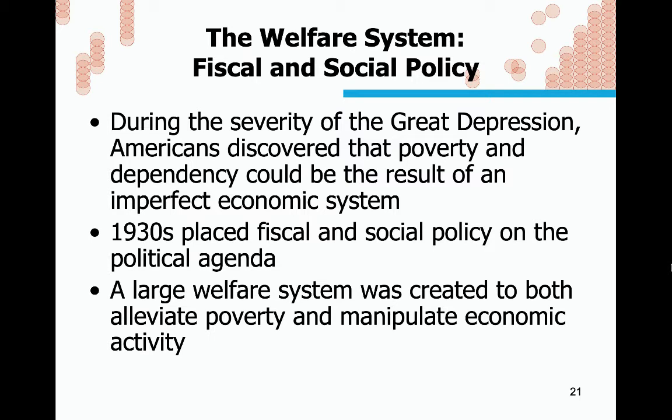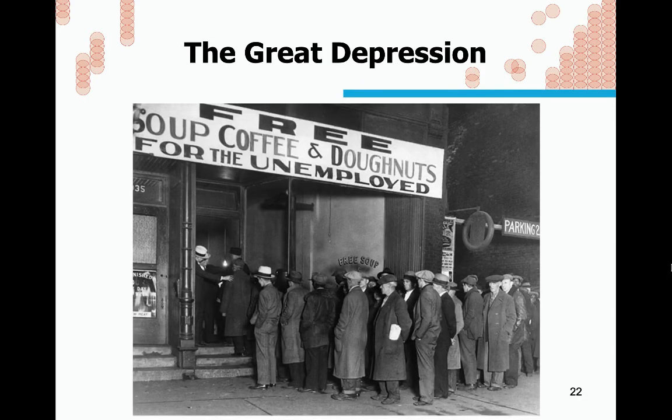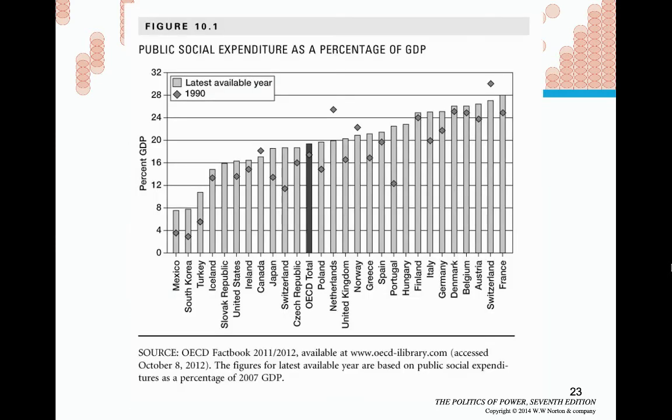And again, FDR ran with it. We know this. We've covered this. So a large welfare system was created to both alleviate poverty and to manipulate economic activity, right? Thus the economy on the whole. But anyway, here's a photo from Katz-Nielsen, the soup line for the unemployed in the Great Depression. I mean, Larson is old, but he's not that old. I was not around for the Great Depression, but my grandparents were, and I heard stories years ago from my grandparents that it was pretty rough.